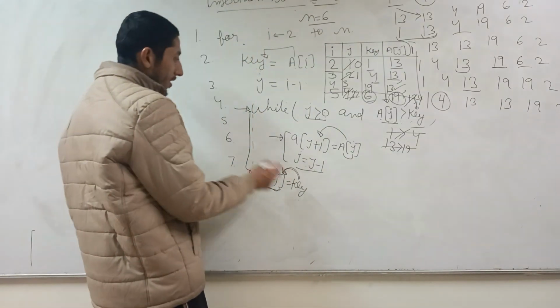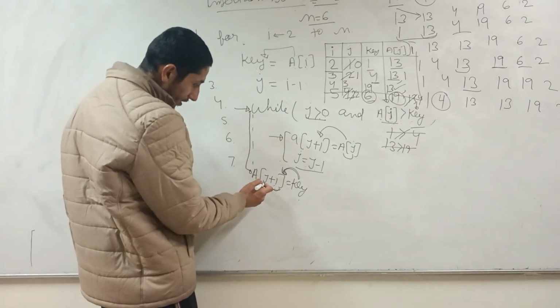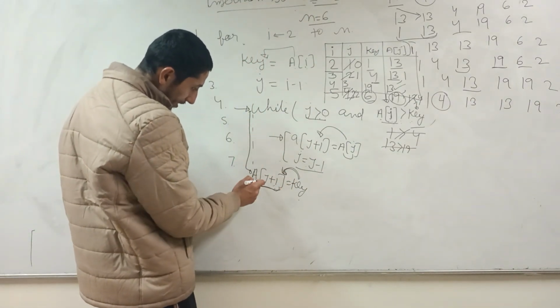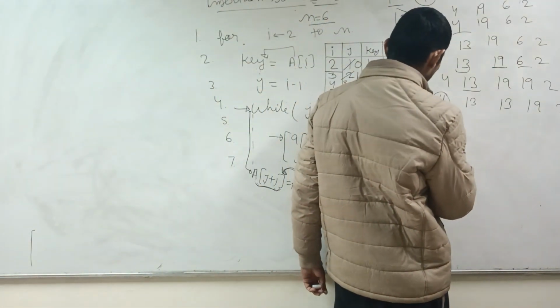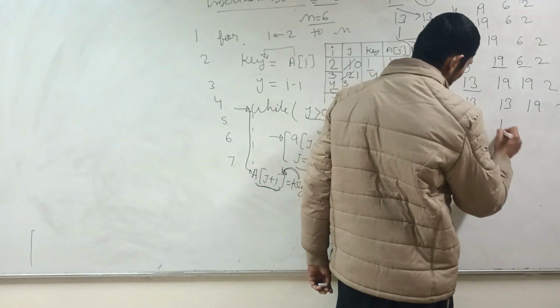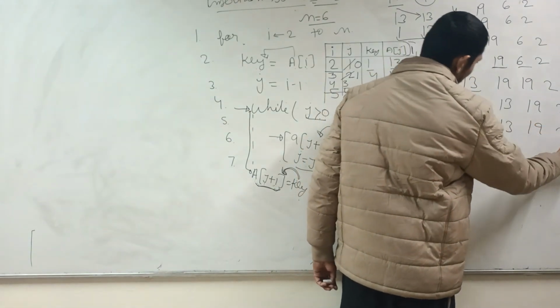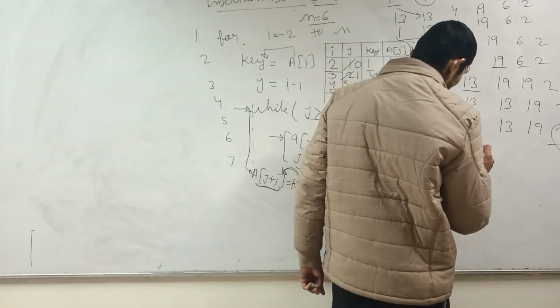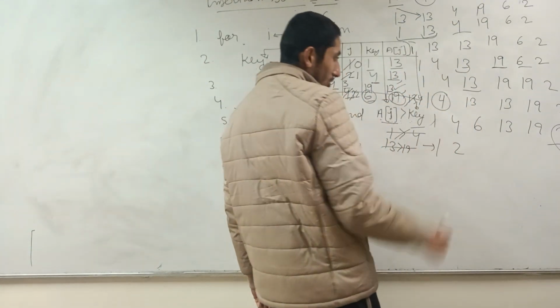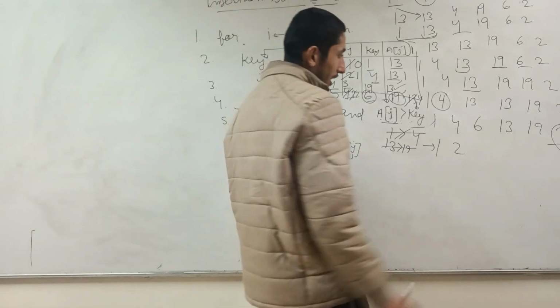Okay. Then condition becomes false. Then aj plus 1. It means a2 plus 1. It means a3. What is the value of key? 6. So we are going to copy 6 here. So it becomes 1, 4, 6, 13, 19, 2. And in the last pass, what will happen? This 2 will come here and it will become like this. So I am writing directly. Although it will take a couple of steps, but I am writing directly like this.